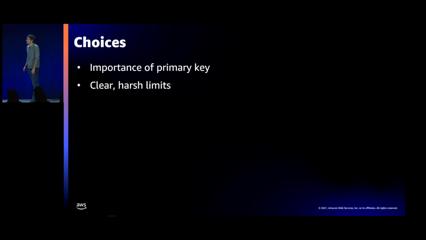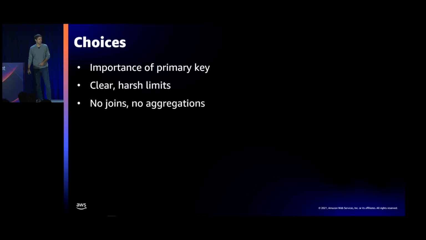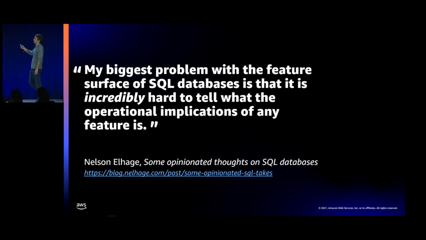Third choice they made is they removed some features that don't work super well or don't scale super well, right? So we talked about a few of those. With Dynamo, I think the most important ones that people miss are there are no joins in DynamoDB. There are no aggregations in DynamoDB. And it goes back to that quote we had with Nelson, right? Where relational databases have a lot of features, but it's hard to know the operational implications of those features. And these are features that generally tend not to scale well if you're not careful about them.